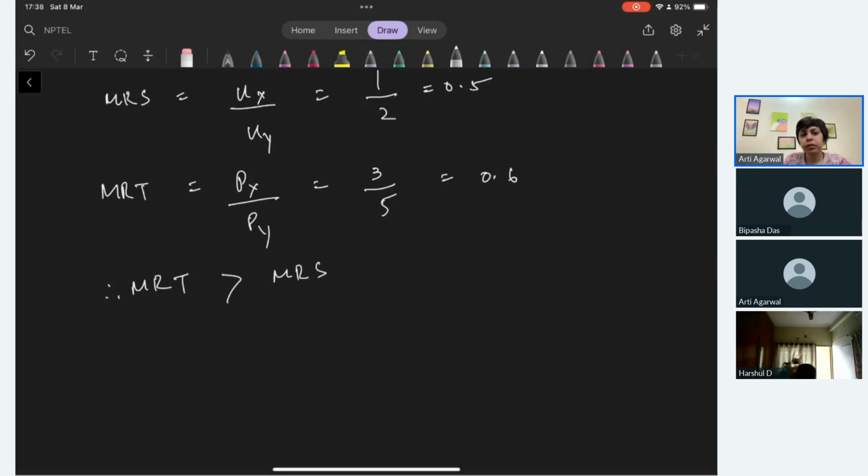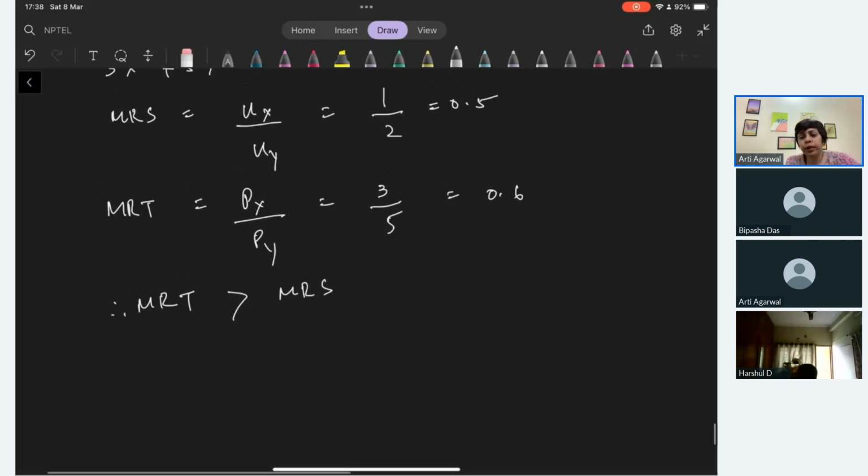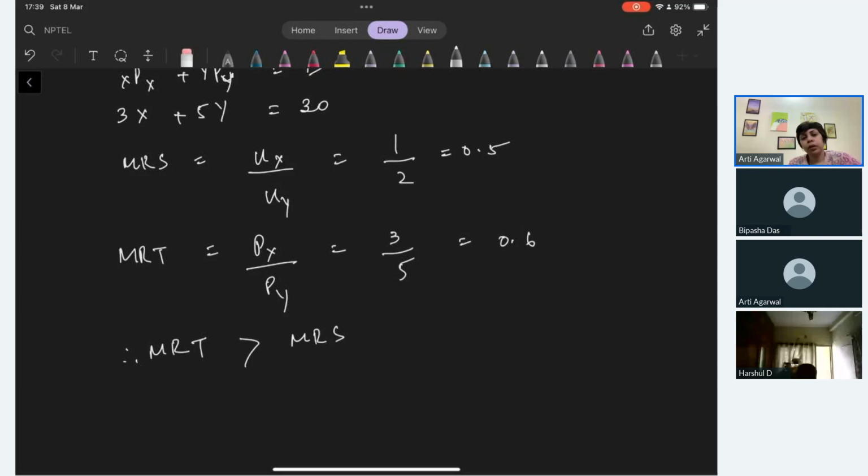because see what we're trying to do when we compare MRS and MRT is we're trying to see how much marginal utility he's getting from consumption of X versus consumption of Y, versus how much each additional unit of X is costing him compared with each additional unit of Y.